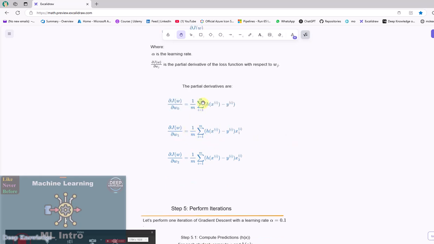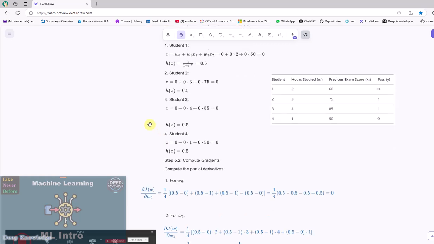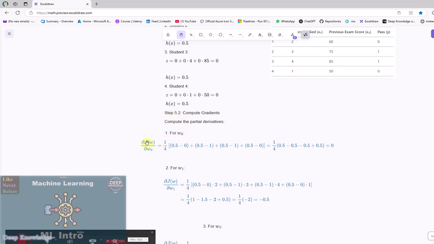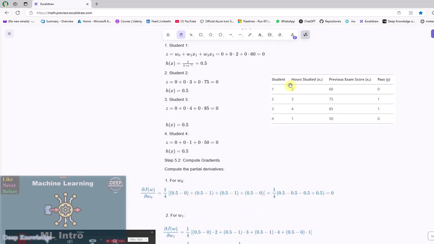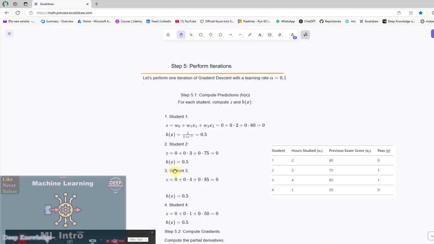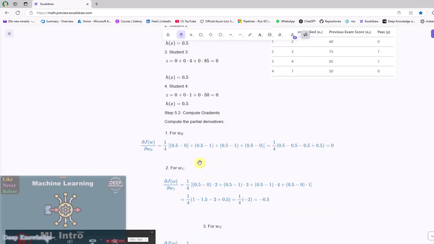So let me now continue with this, and we need to update, let's say, the weight for example W0, and we will go here. This is W0. It will be 1 divided by 4 because we have 4 students. And the equation is 0.5 minus 0, and you can see 0.5 minus 0 plus 0.5 minus 1.